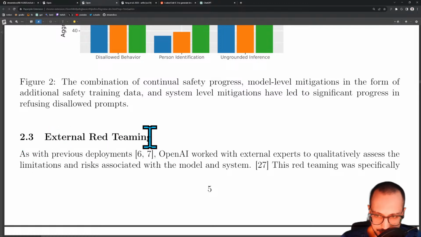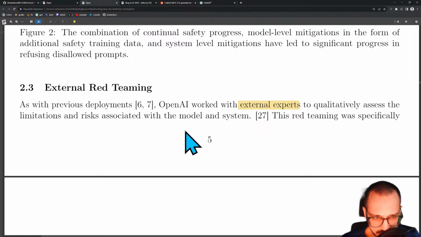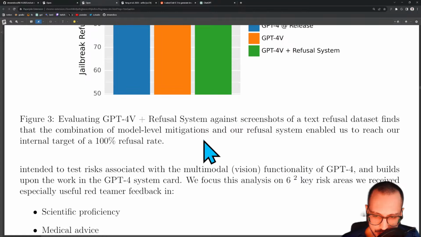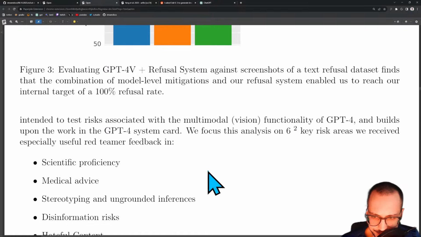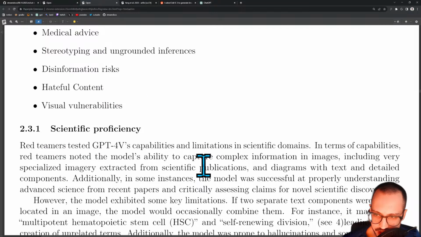External red teaming. So red teaming is when you hire a team of people who basically try to purposefully mess with your system, right? So interesting here that they don't have this internally. They have an external red team. Kind of weird, right? I feel like you wouldn't. Why would you trust an external group to do this type of stuff? But specifically useful red teamer feedback in stereotyping and ungrounded inferences, disinformation, hateful content, medical advice, scientific proficiency.